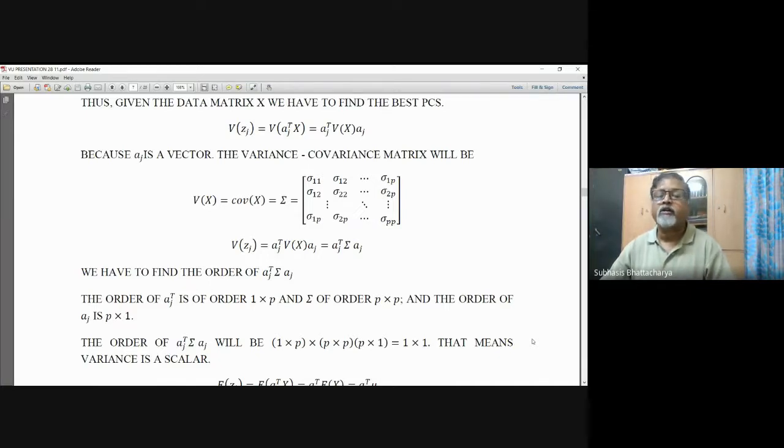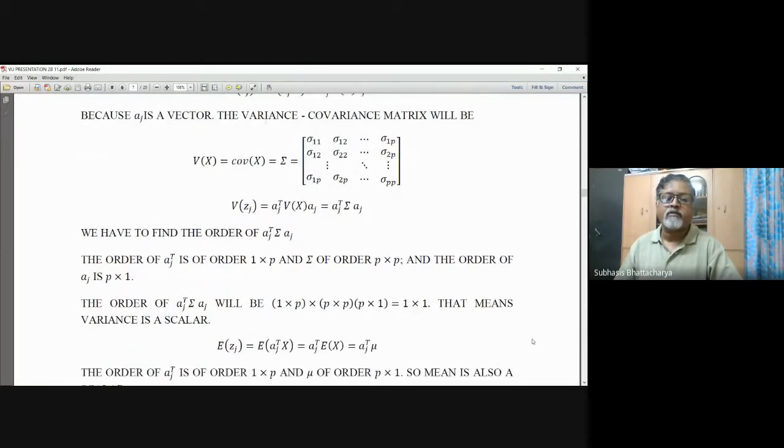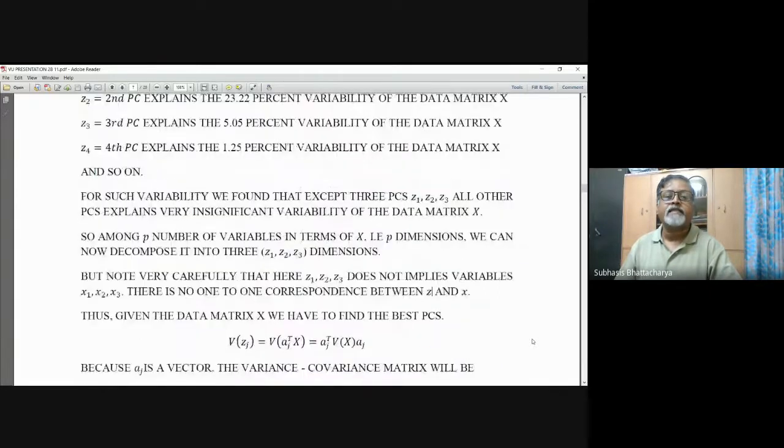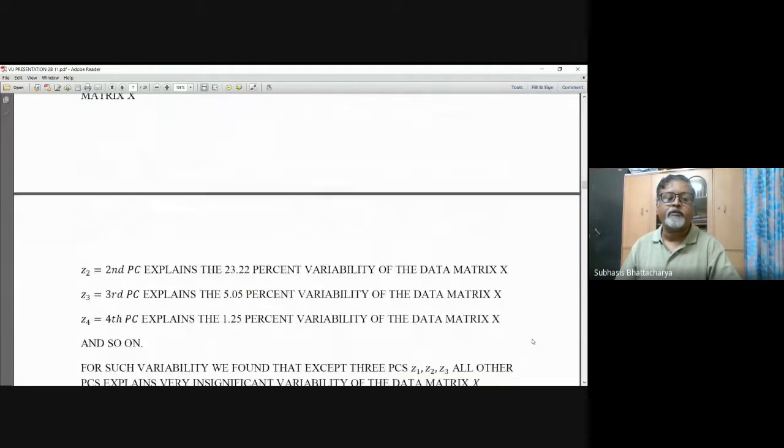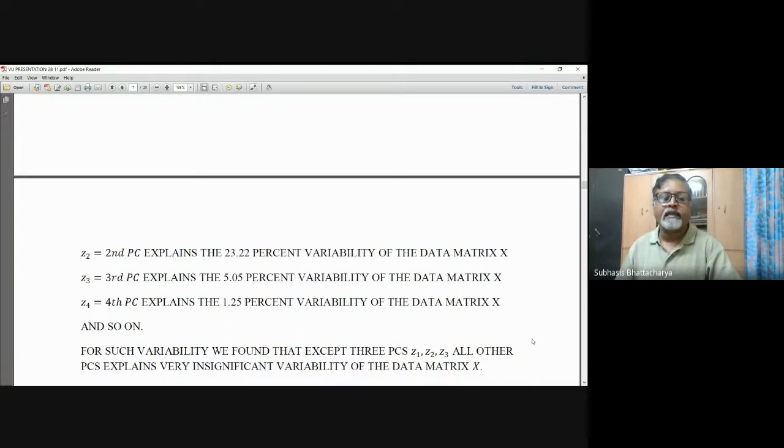And you have to find out the order of this Aj transpose. If there are P number of variables, then the order of Aj transpose is 1 cross P. And the order of sigma is P cross P, because P number of variables are there, so it is a symmetric matrix, and the order of Aj is P cross 1. So by this, you get the result in the form of a scalar, because if you multiply all the orders, the value is a scalar. That's why this 66%, this 23.22% variability comes as a scalar.